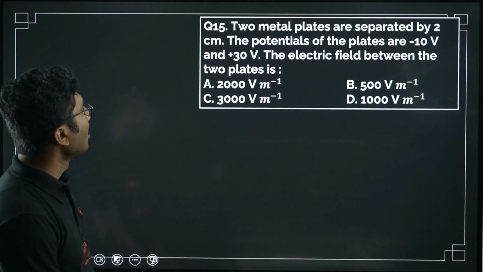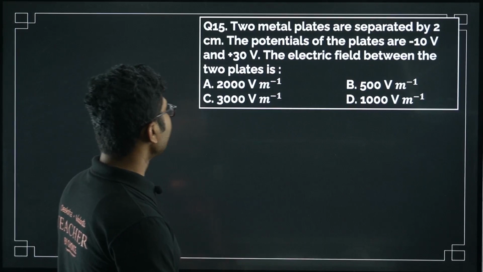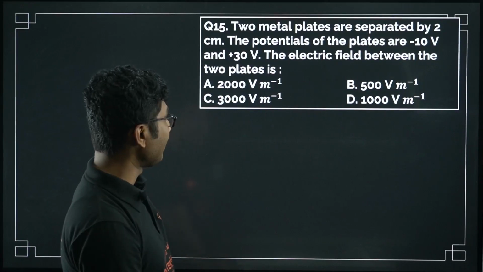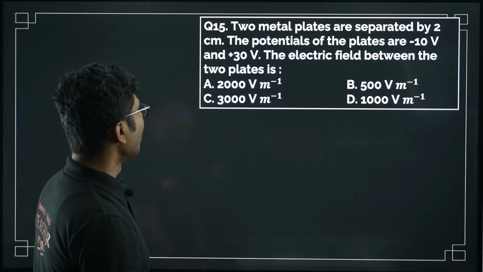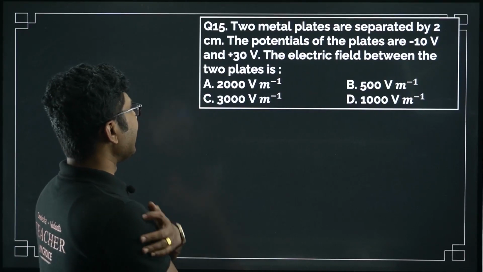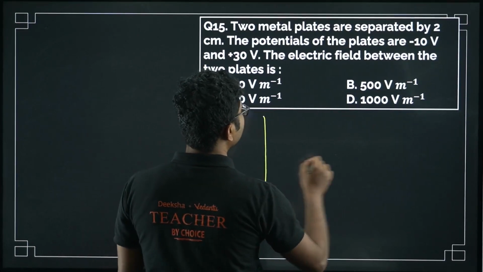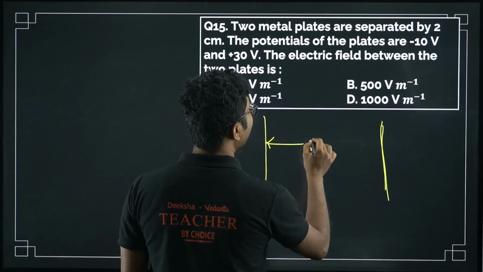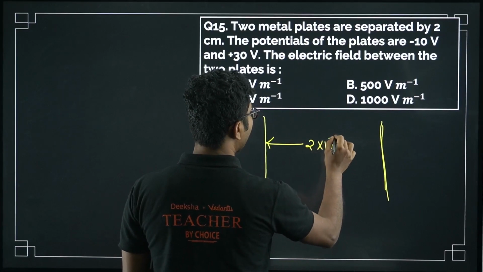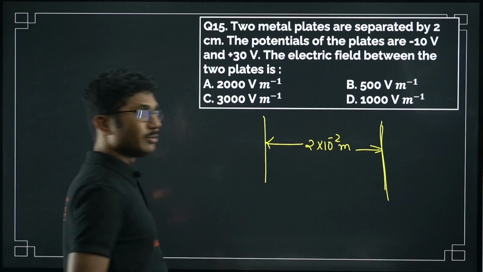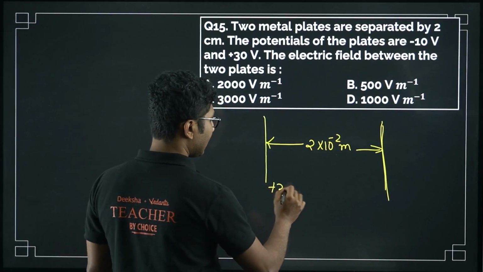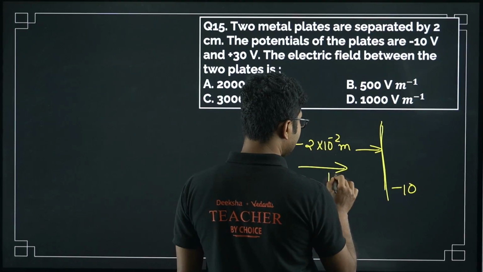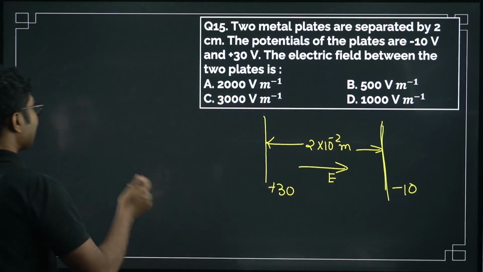Next question. Two metal plates are separated by 2 centimeter. The potentials of the plates are minus 10 volt and plus 30 volts. The electric field between the two plates is? Okay, so what is the electric potential? They are separated by 2 centimeter. 2 centimeter means 2 into 10 to the power of minus 2 meters. Always convert them into meters. One of them is plus 30, another one is minus 10. The electric field always points in the direction of decreasing potential.